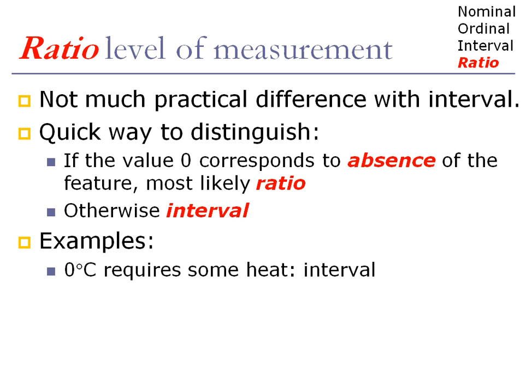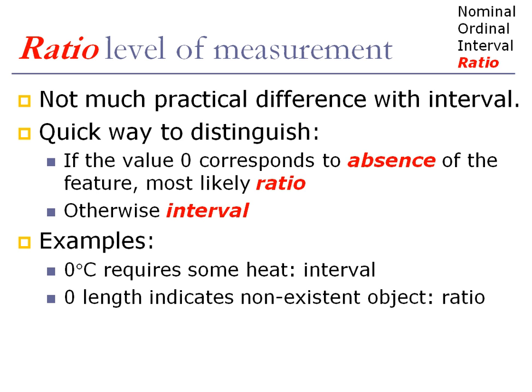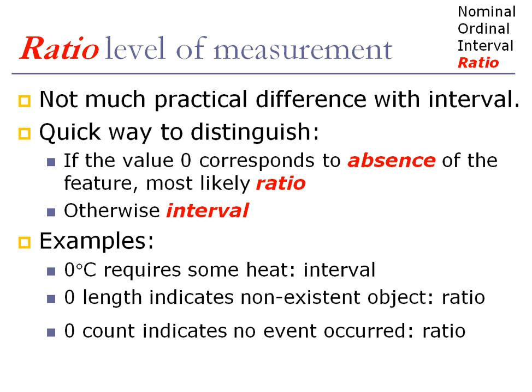Again, the zero temperature in Celsius does not indicate a total absence of heat. You still require some heat to be at 0 degrees, right? You can go lower than that easily. And so that means that the temperature in degrees Celsius is an interval variable. On the other hand, if 0 indicates a length, then something of 0 length is non-existent, it's not there, and therefore that indicates that you're dealing with a ratio variable.